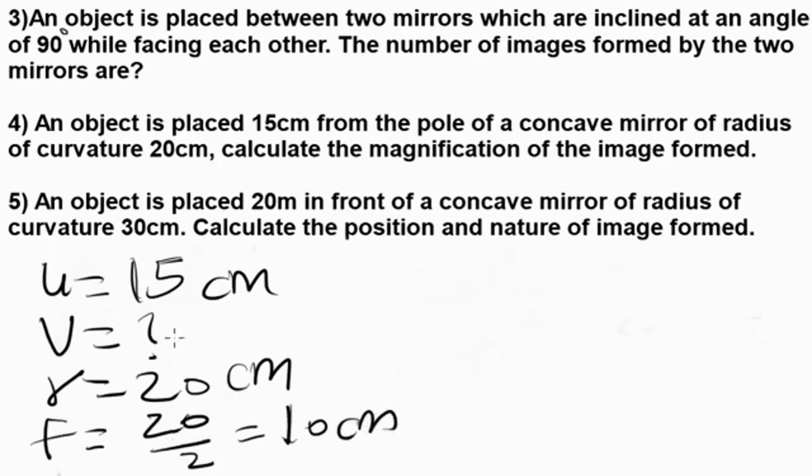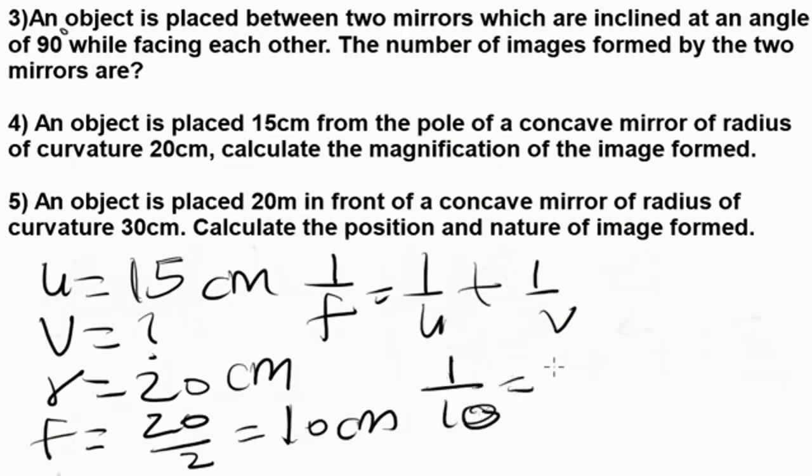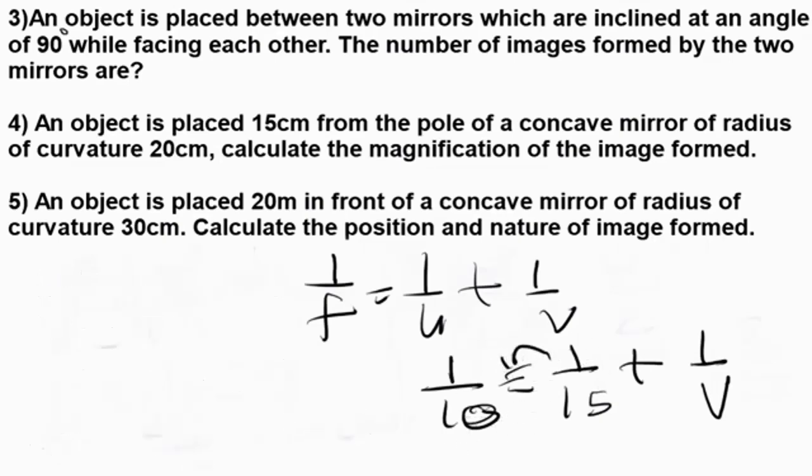Now to get the image distance, we're going to apply the mirror formula, that's 1 over f equals 1 over u plus 1 over v. So when you put in the values, we have 1 over 10 equals 1 over 15 plus 1 over v. To make v the subject of the formula, 1 over 15 crosses the equality sign and changes to negative. So we have 1 over 10 minus 1 over 15 equals 1 over v.